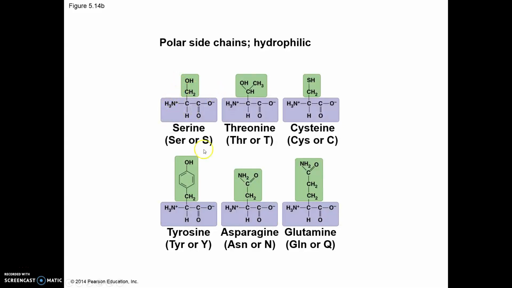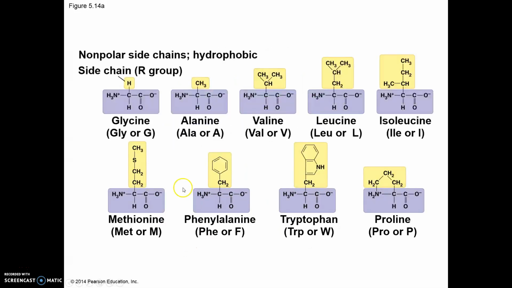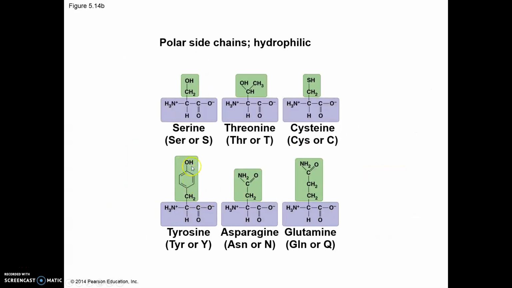For the polar side chains, the uncharged ones, we have serine, which is simply a hydroxyl, and threonine, which has a hydroxyl but also has a methyl group. We have cysteine, which has a thiol group. Again, thiol is somewhat similar to a hydroxyl because sulfur is similar to oxygen. Here we have tyrosine, which looks a lot like phenylalanine. It just has a hydroxyl attached. Here we have asparagine and glutamine. They both have carbonyls and they also have amino groups.